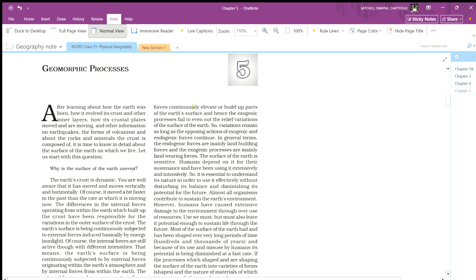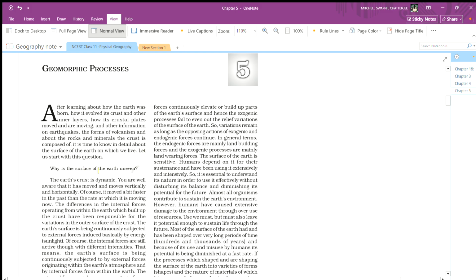Chapter number 5 is called Geomorphic Processes. After learning about the Earth, how it was born, how it evolved with crust and other inner layers, how its crustal plates moved and are moving, and other information on earthquakes, the form of volcanism, and the rocks and minerals the crust is composed of, it is time to know in detail about the surface of the Earth on which we live. Let us start the discussion.